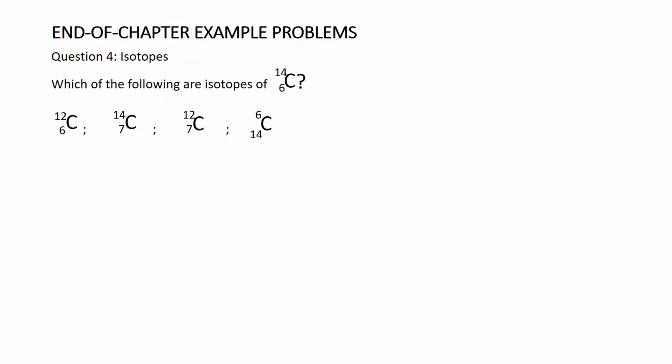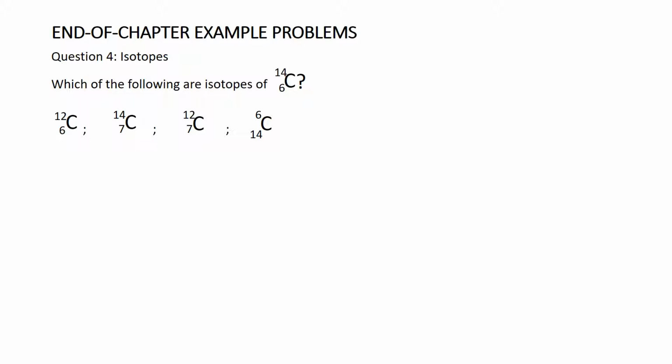Question 4 is on isotopes. We want an isotope of 14,6 carbon. The 14 represents the atomic mass number and the 6 represents the number of protons in carbon. Is it going to be the 12,6 carbon, the 14,7 carbon, the 12,7 carbon, or the 14,6 carbon? Remember, what doesn't change in isotopes? The number of protons doesn't change, it remains the same. The only thing that changes is the atomic mass number.